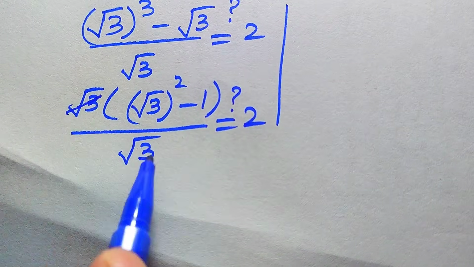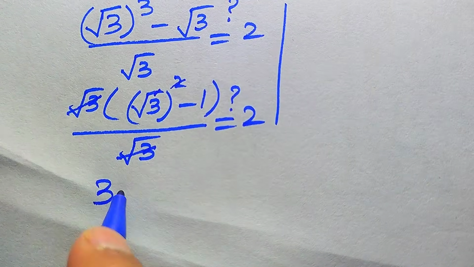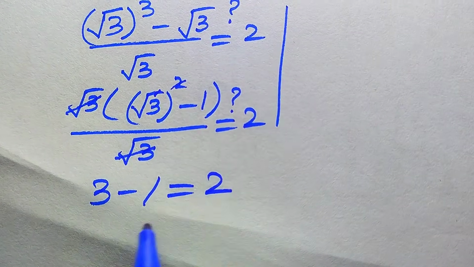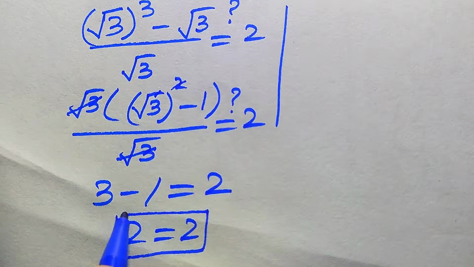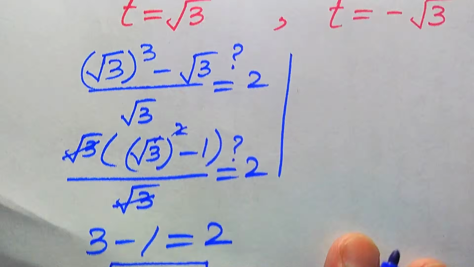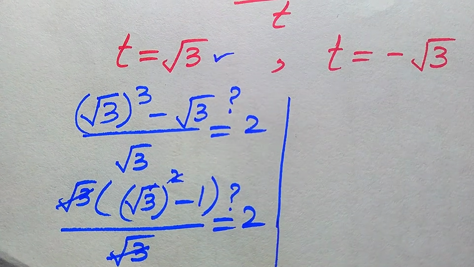You see that this square root of 3 and this square root of 3 are gone, this square and this square root are gone, we get here 3 minus 1 equal to 2, and 3 minus 1 becomes 2 equal to 2. This shows that both of the sides are equal. It means that the value t equal to square root of 3 satisfies our given question statement.